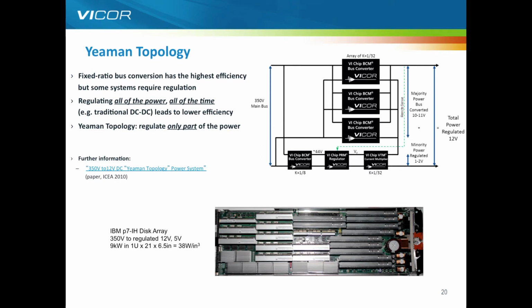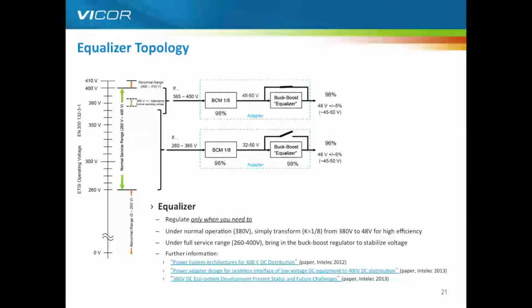This example is a 9 kilowatt conversion, and it reaches a 38 watts per cubic inch power density. So you can see a very, very dense, high efficiency system. And this was using the components that we had available in the 2009-2010 timeframe. And obviously with the chip technology, we will be improving on these specifications. So with the Yeaman topology, we regulate some of the power all of the time. In the equalizer topology, we regulate all of the power, but only a very small amount of the time.